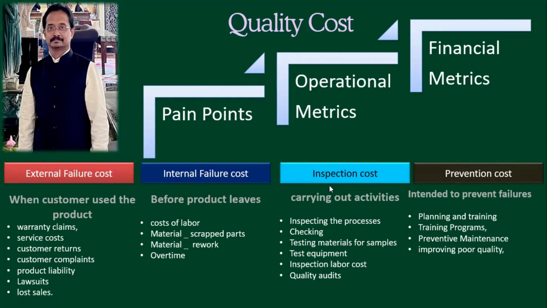And the inspection cost, as we discussed, is a quality cost, right? And prevention cost: for example, I want to reduce my rejection. So what is my plan, right? I have to plan and train the team, get into the details of it, and figure out how I need to fix it. These are all your quality costs, right?